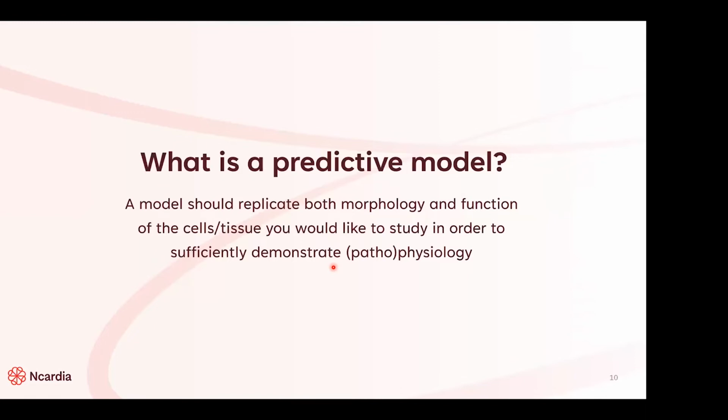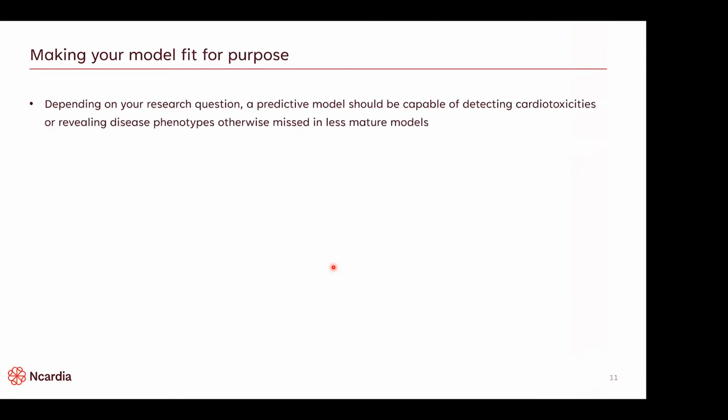But most of us here are working in preclinical research, and we are very much aware that depending on your research question, you need a certain model, or your model might be fit for purpose. It could be that you need a model with an increased maturity state in order to pick up certain effects. So we were interested in that. For the current study, we thought the predictive model should be capable of detecting certain cardiotoxicities or revealing certain disease phenotypes that we would otherwise have missed in our conventional 2D models.